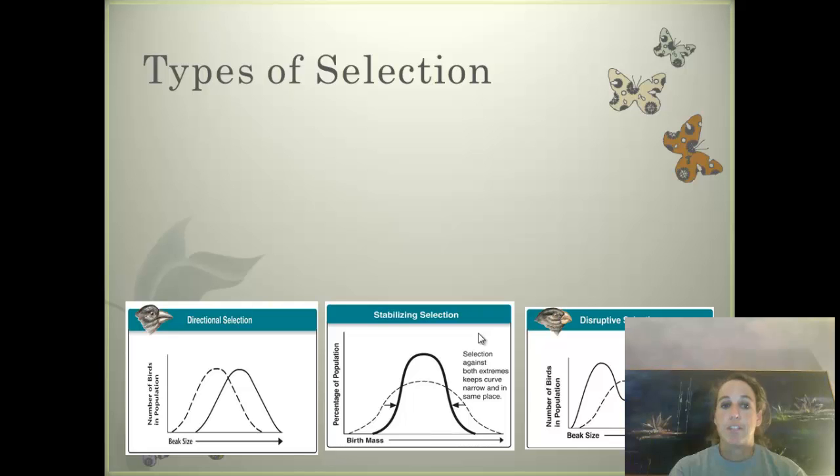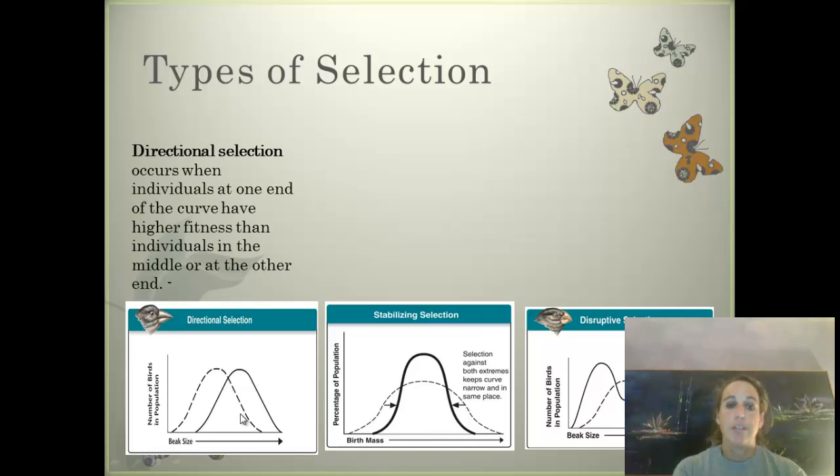The first type of selection is called directional selection. So directional selection is when the curve stays about the same size and the same shape, but it shifts directions. So at one point in time, if you look at beak size, and here in the middle is what your beak size was favored for, a pretty average size beak. But then over time, in this particular population, the end was favored for. So a larger beak size was favored for. So the prevalence of birds with this larger beak size became more prevalent.